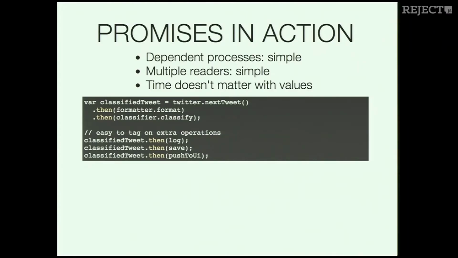So the Twitter next tweet gives us a promise for a tweet. Then when we get the tweet, we put it through the formatter. That's a promise for a formatted tweet. And then we get a promise for a classified tweet at the end. And because there's no real reason we can't have multiple consumers for one promise, it's easy to tag on operations like logging, whatever else you need. You can chuck it out, and everyone can get it.